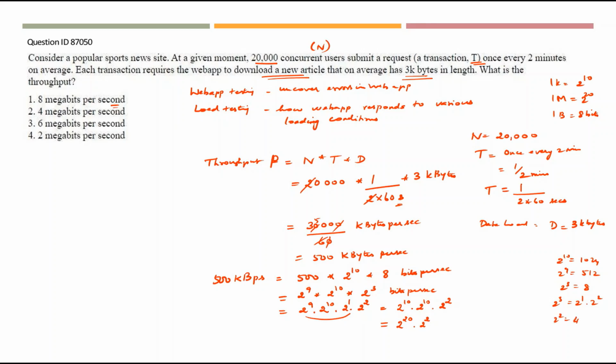So I have 4. 2 power 20 is m, and here it is bits per second. So it is 4 megabits per second. This answer is matching in option number 2. Option number 2, 4 megabits per second will be the right answer. Actually the calculation is over here, but you need to convert into the form in which the option is given. That's why we are doing this set of calculation.